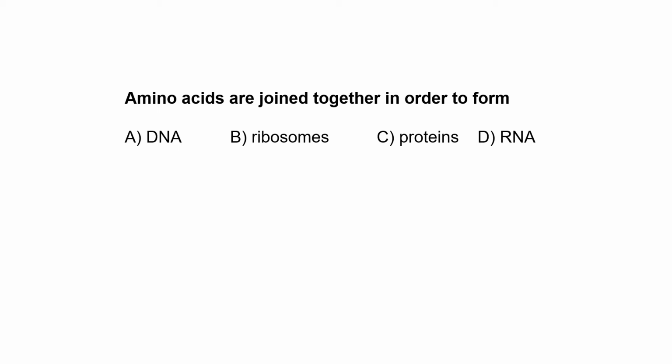Here we already studied this, so you know that the only answer is proteins, that the monomers of protein is amino acids. Well, the other ones definitely are wrong.